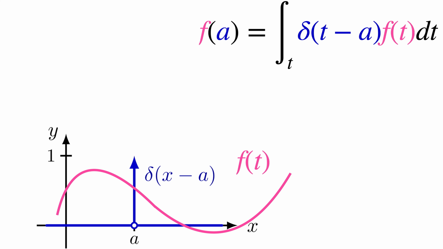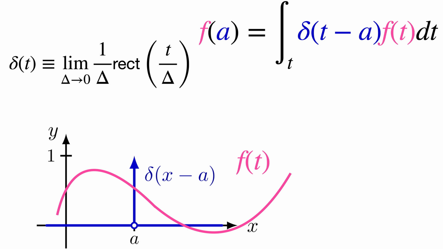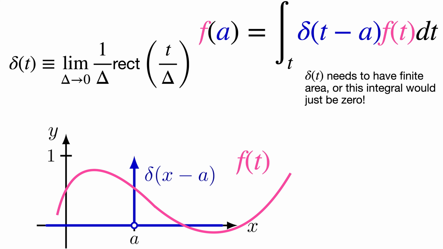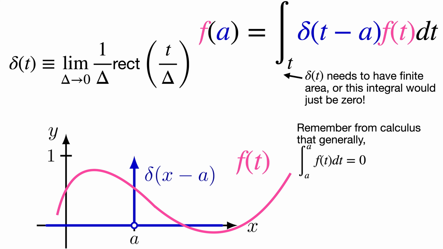So in order to do this, we need to define delta of t as a limiting process of something that gets infinitely tall and infinitely thin, but still has finite area. And it has to have finite area because in general, this integral would be 0. Remember from calculus that the integral over a single point of a function is 0. So it needs to have a lot of area to be able to grab the function when we integrate over it.